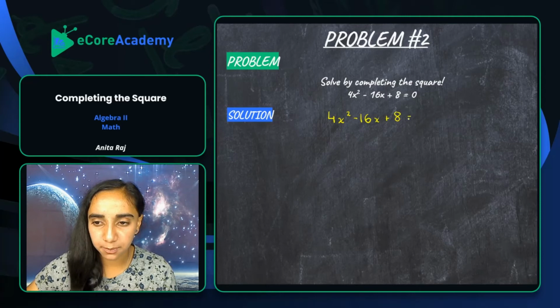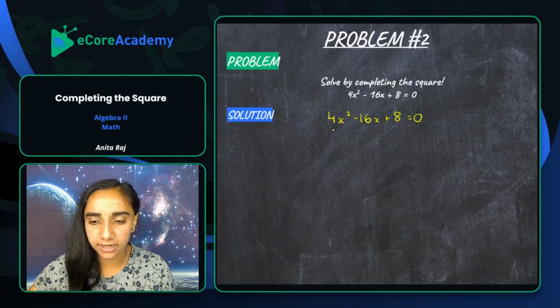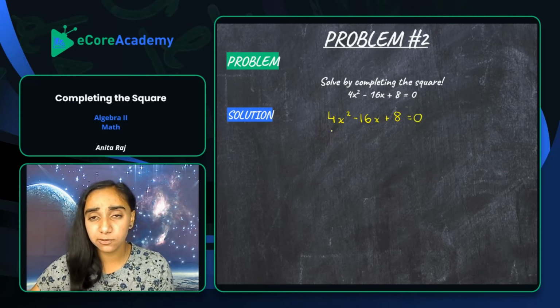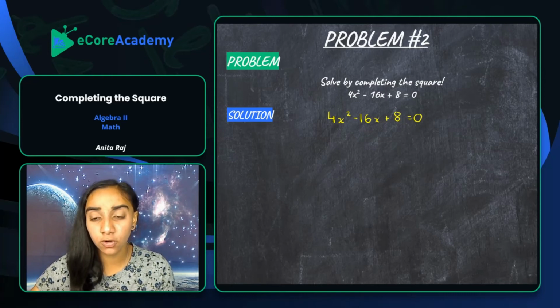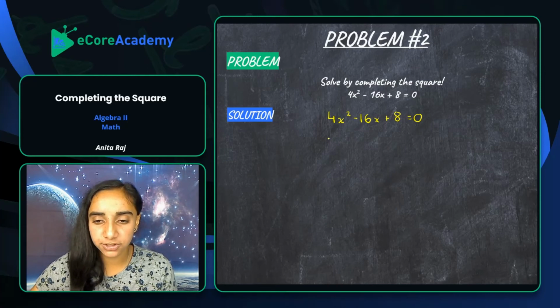So our first step is going to be looking at the a term. Our a term is 4. 4 is not equal to 1. So we need to divide our a term, our b term, and our c term by 4. Luckily, in this case, all of them are divisible by 4. So if I divide all of these terms by 4, 4x squared divided by 4 is just x squared. Negative 16x divided by 4 is just negative 4x. And then 8 divided by 4 is 2.